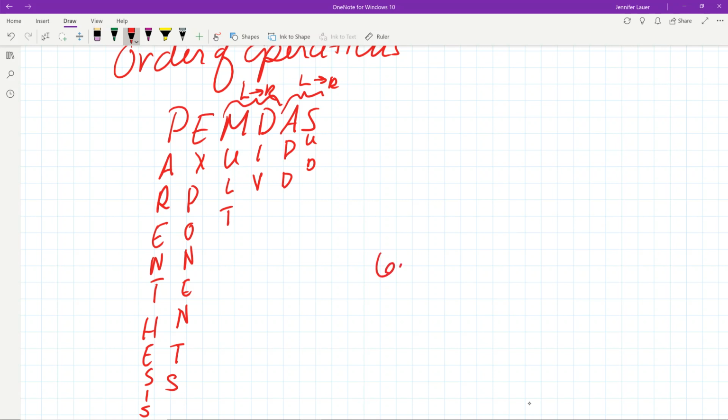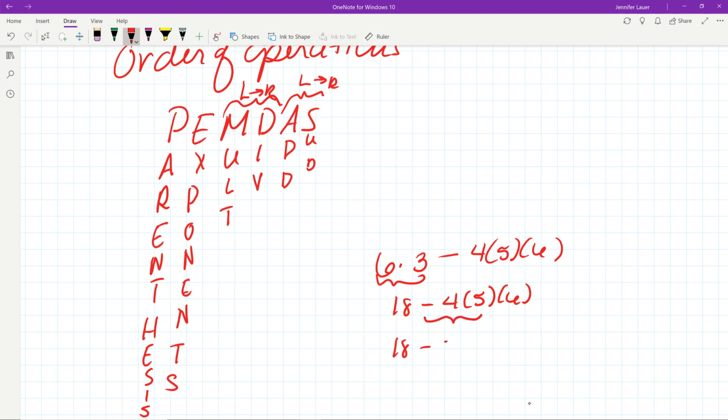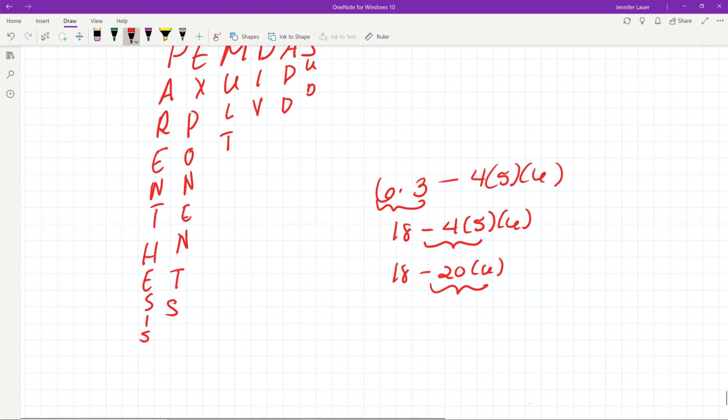So let's say we have 6 times 3 minus 4 times 5 times 6. So first of all, there's no parentheses that we can do anything within. There's no exponent, so we get to multiplication. So 6 times 3 is 18. And I'm just going to bring everything else down. Now we have to multiply. Negative 4 times 5 is negative 20. Then I have to multiply again. Negative 20 times 6 is negative 120. 18 minus 120 is negative 102. So again, we did multiplication first, then we did our subtraction.